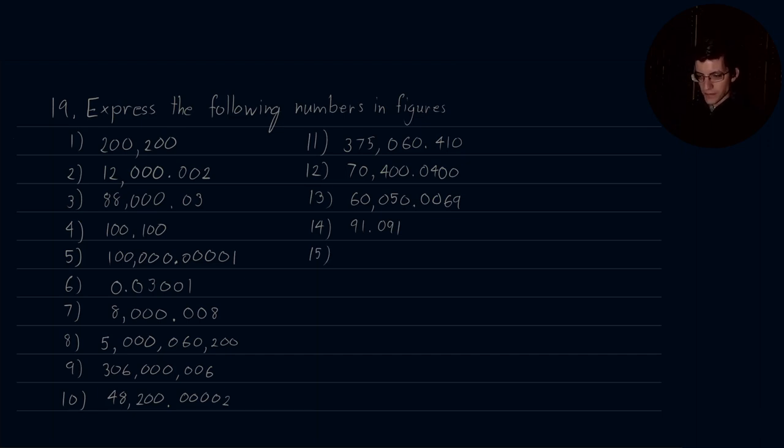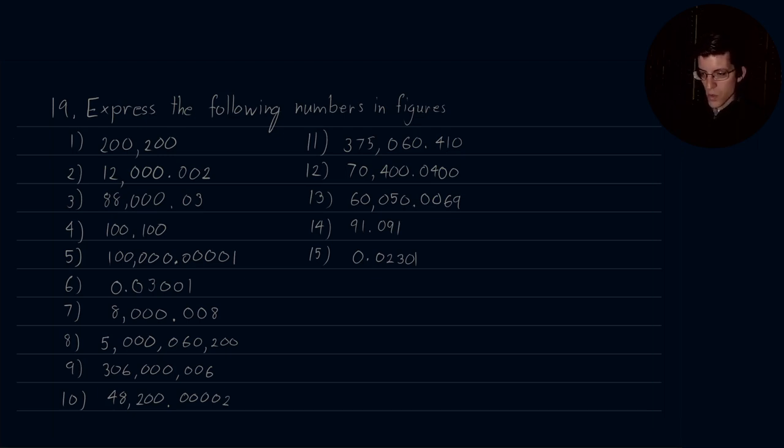And 15. Our final one. 2,300 one hundred thousandths. So this has no integer portion. This is purely a decimal value. So remember that hundred thousandths requires 5 decimal places to the right of the decimal point. And if we're dealing with a value of 2,301, then we need to have 1 leading zero. 2,301 hundred thousandths.